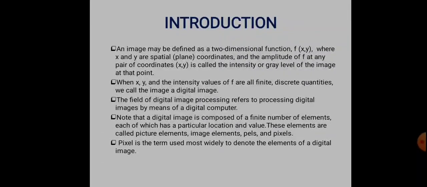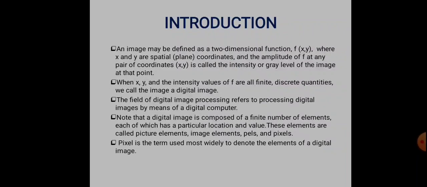A digital image is composed of a finite number of elements, each of which has a particular location and value. As I already said, in every image there are an infinite number of points, correct? At every point there is one amplitude value, so a finite number of elements are present in an image. These elements are called picture elements, image elements, or pixels. Normally we call it a pixel only, okay?